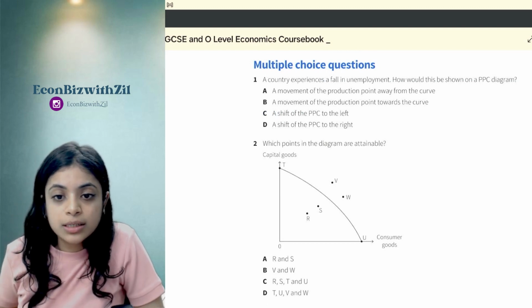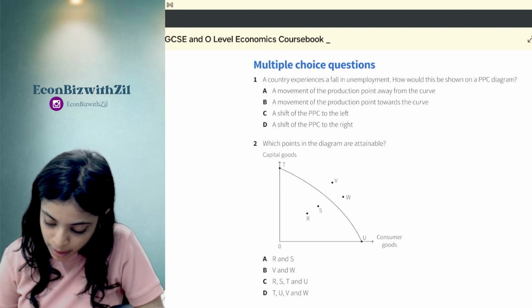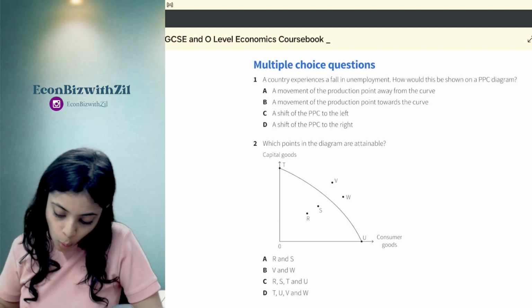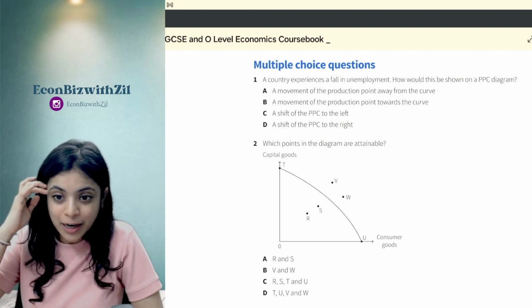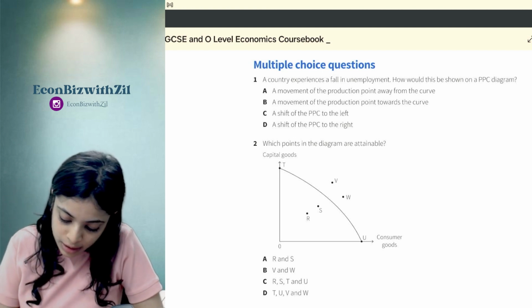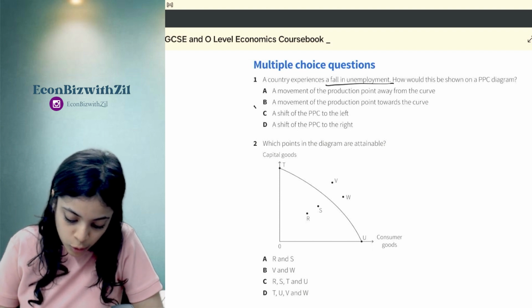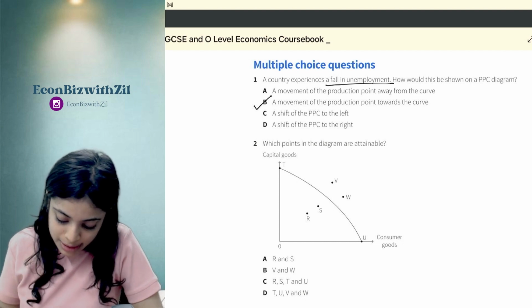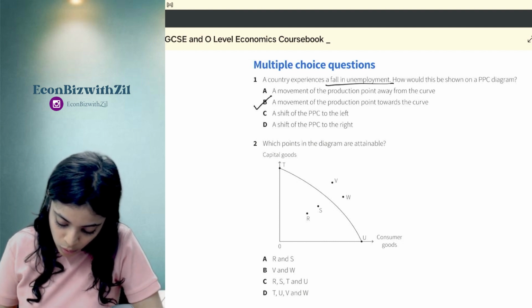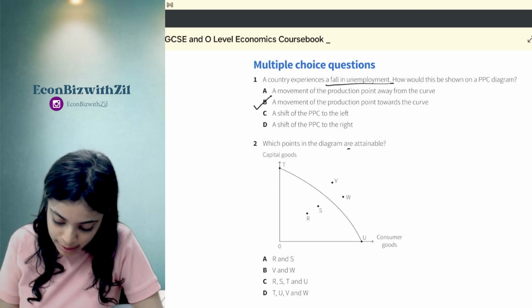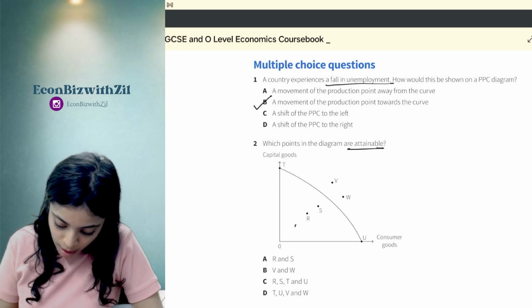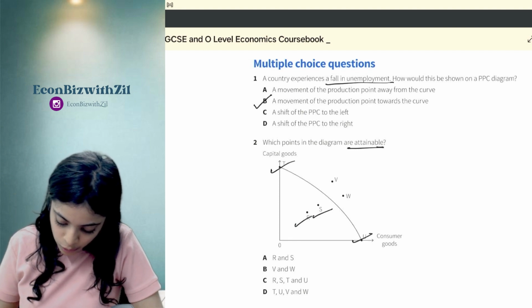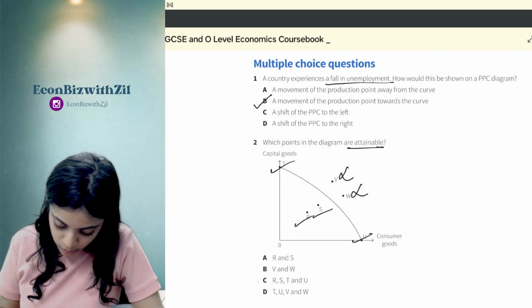The first one is: a country experiences a fall in unemployment. How would this be shown on a PPC diagram? This is something that we just did. It's a fall in unemployment, so it's a movement of the production point towards the curve. Next: which points in the diagram are unattainable? Attainable are R, S, T and U. V and W are unattainable.